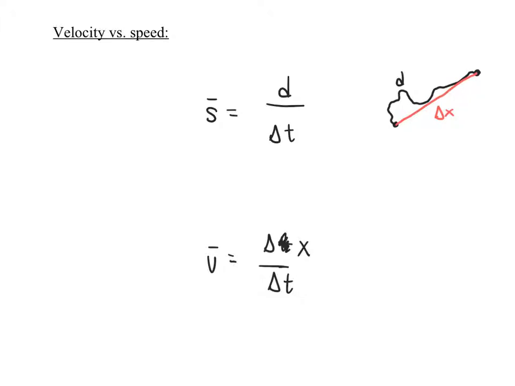But if a problem simply says, at what average rate were you driving? Like what average rate would your speedometer show? That's the average speed you found using distance, not displacement.